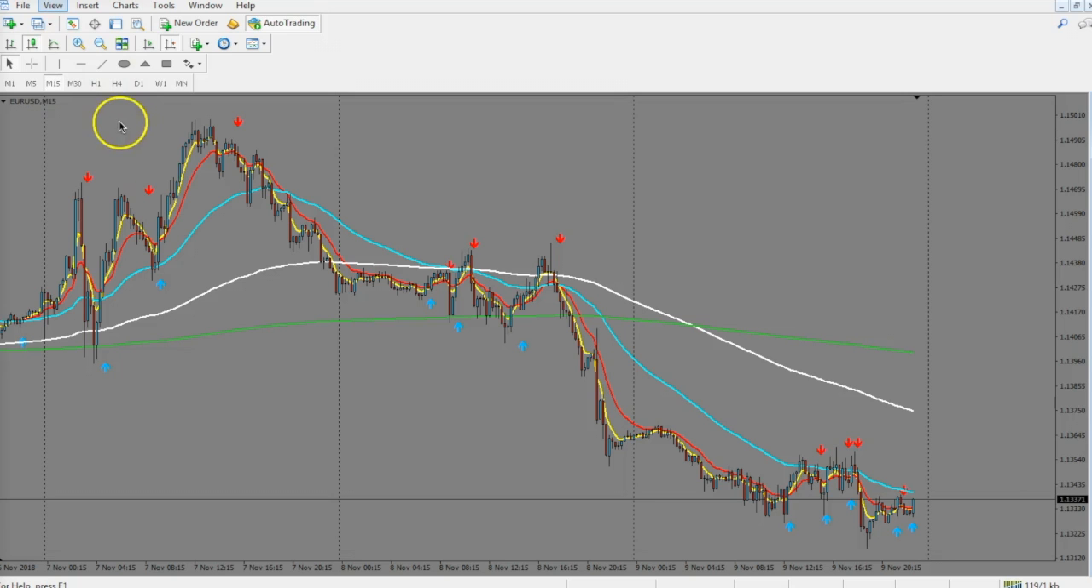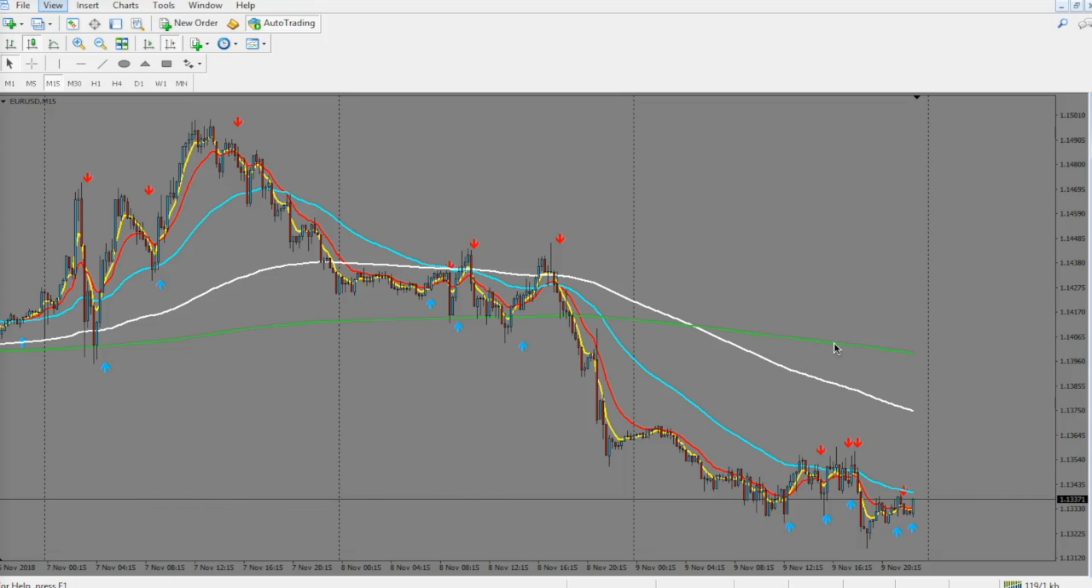So right now, we are on the 15-minute chart, okay? Let me tell you what each of these colors mean, or the numbers, and then we're going to go over how and why we chose them. First off, the yellow one is the 5 exponential moving average. The red one is the 13 exponential moving average. The aqua one is the 50 exponential moving average. The white one is the 200 exponential moving average. And this green one is the 800 exponential moving average.